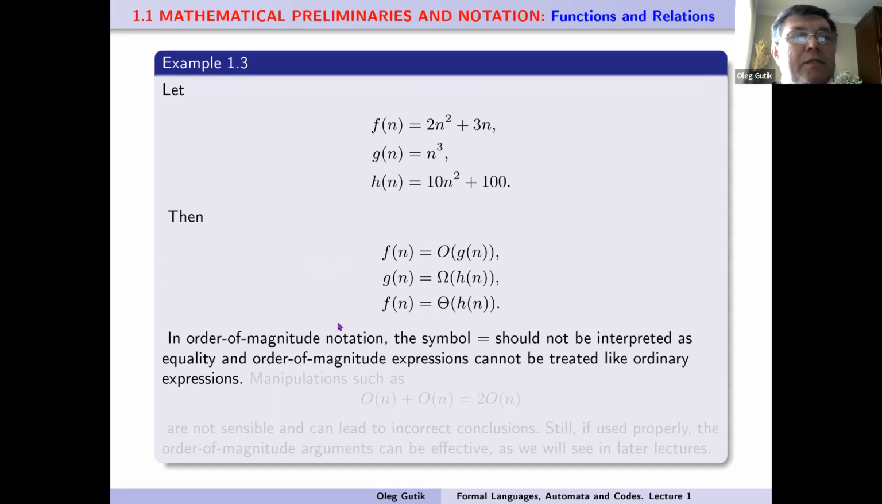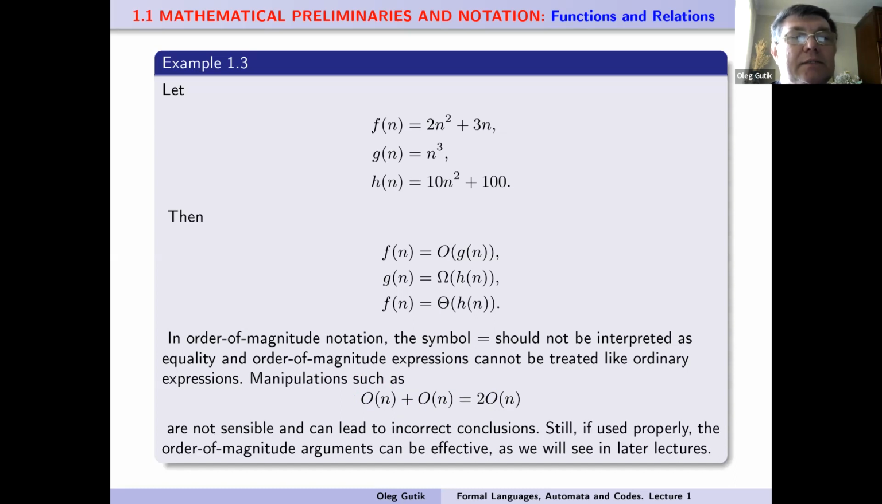In order of magnitude notation, the equals symbol should not be interpreted as equality, and order of magnitude expressions cannot be treated like ordinary expressions. Manipulations such as O of n plus O of n is equal to two multiplied by O of n are not sensible and can lead to incorrect conclusions. Still, if used properly, the order of magnitude argument can be effective, as we shall see in later lectures.